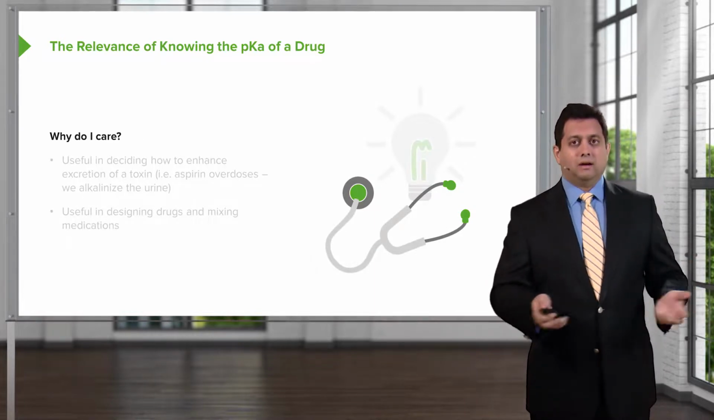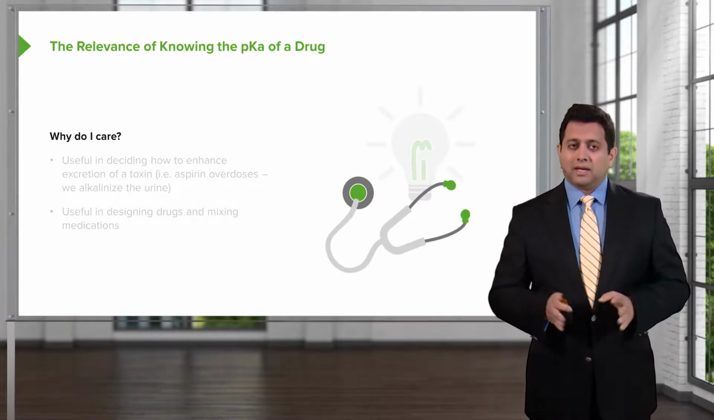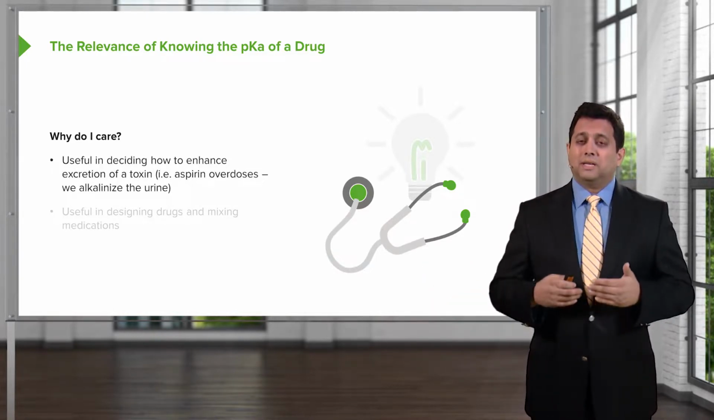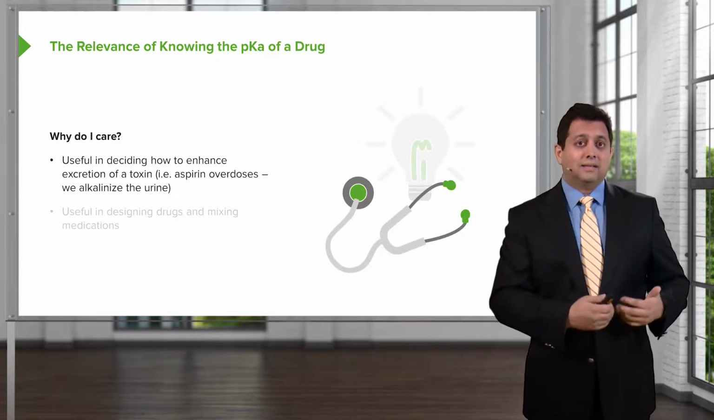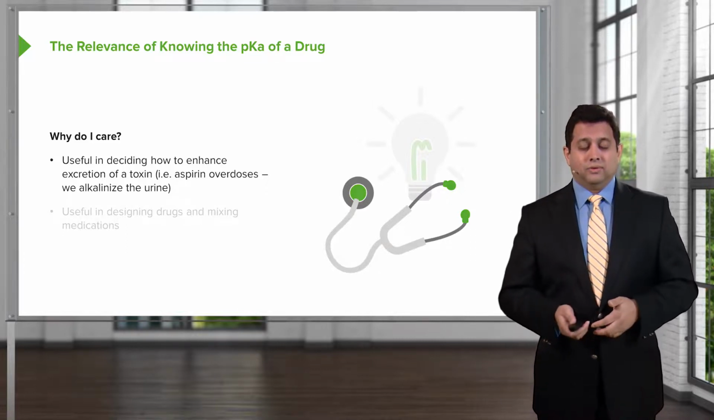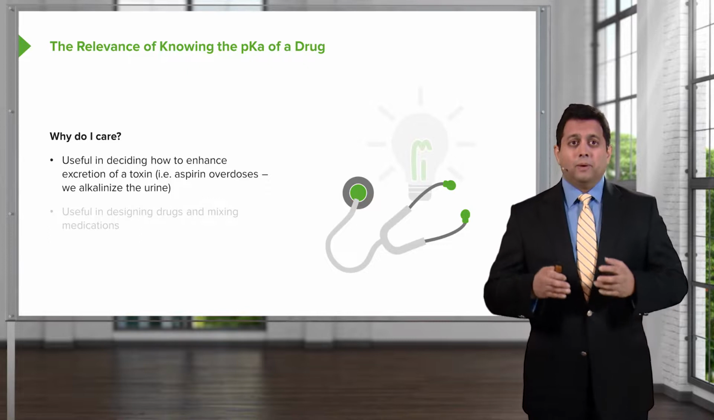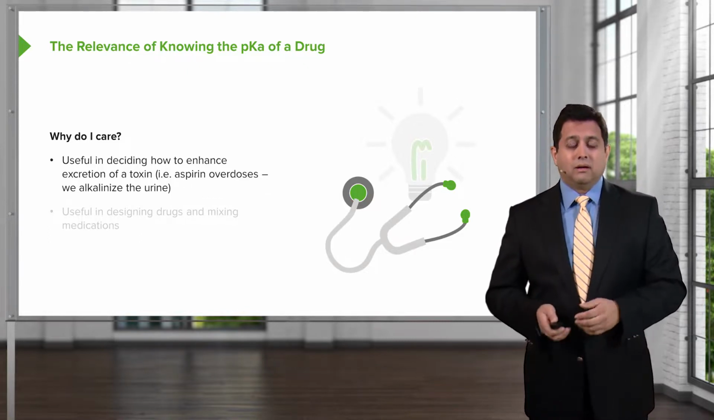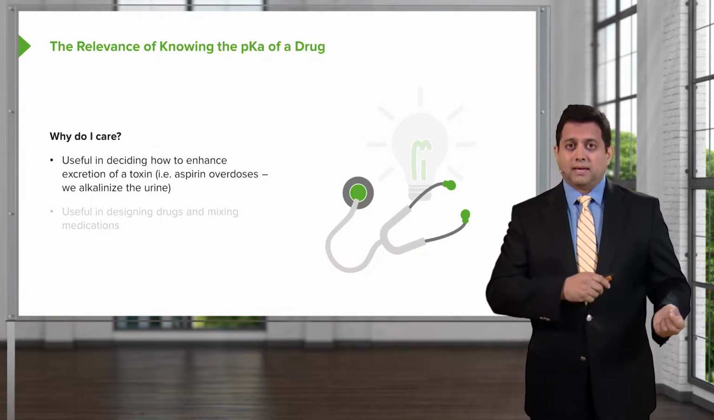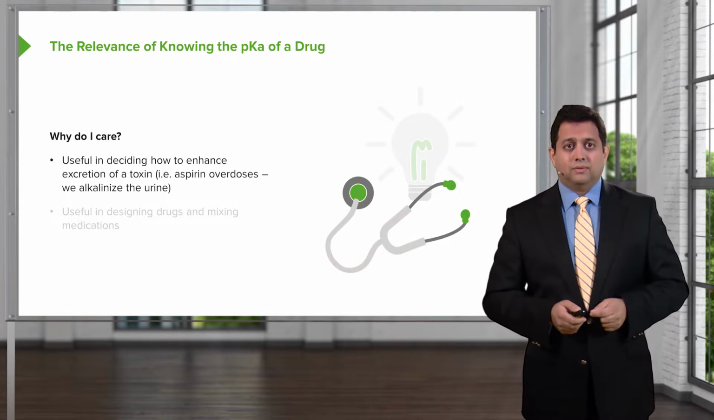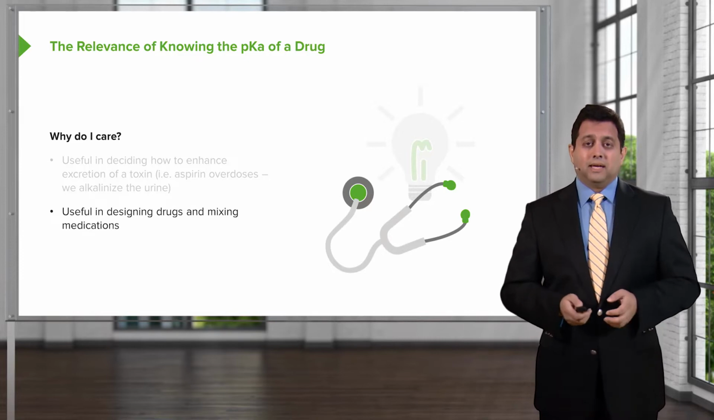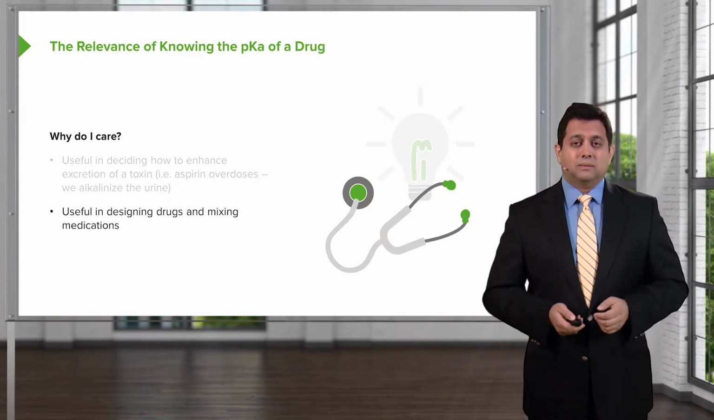Now, why do you care about pKa? This sounds like a lot of chemistry that you left behind in pre-med. Well, the reason we need to know this is because we need to know how to enhance excretion of a toxin. So, for example, in an aspirin overdose, we want to alkalinize the urine. When we alkalinize the urine with sodium bicarb, we trap the aspirin molecules in the urine so they can't get reabsorbed back into the body. That's how we treat an aspirin overdose. It's also useful when we want to design a drug and when we want to mix medications. So in the pharmacy world, it's also something that's very important.